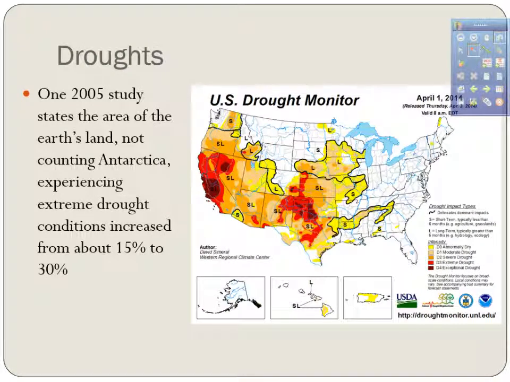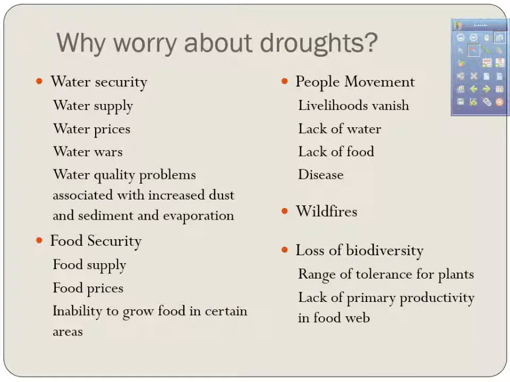Droughts. So with increasing temperatures, we're seeing increased evaporation, which means we're seeing a lot more droughts. Drought conditions have increased by about 15 to 30% in almost every continent. Droughts are a big deal because water is so important. I mean, that's the bottom line. We need water. We need to have access to water and know that we will have access to water tomorrow and next month and next year. So that's water supply and prices and wars over water. And we'll talk about those in our water unit a little bit later.